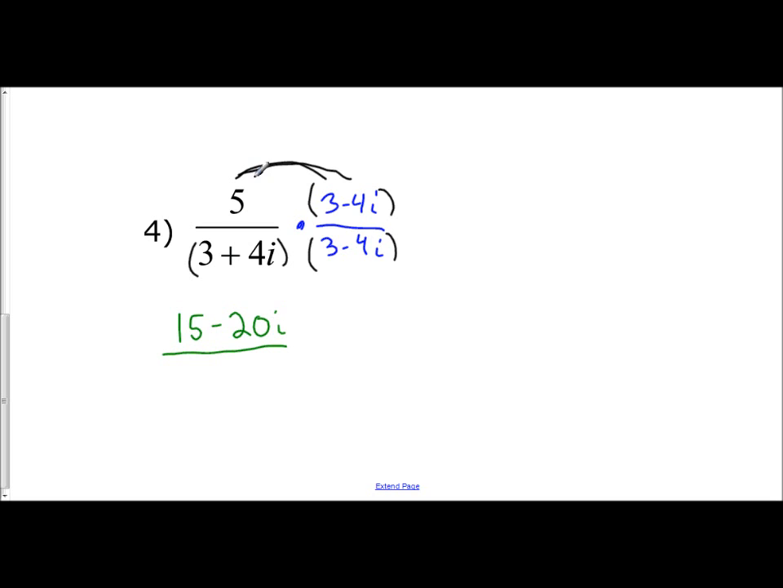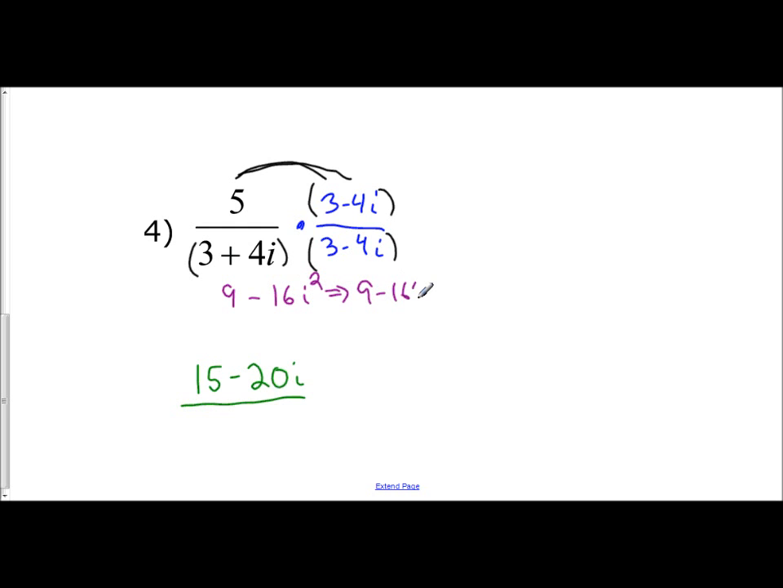And on the bottom, again, use the shortcut. Find the pattern. That's the whole point of math, is look for the patterns. The 3 and the 3 is 9. 4i and negative 4i is negative 16i squared. And so you have 9 minus 16 times negative 1, which is 9 plus 16. So that gives me a 25 on the bottom.